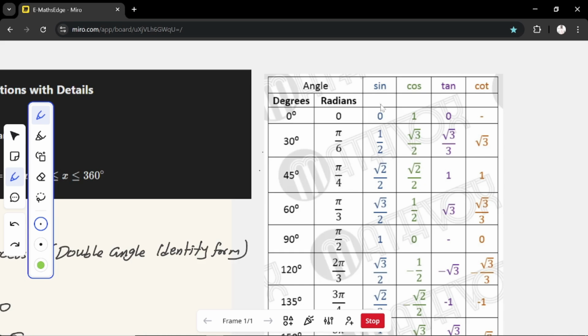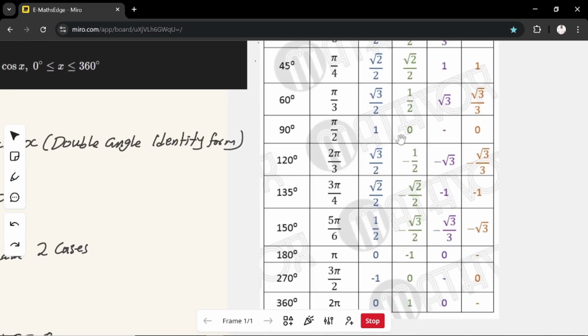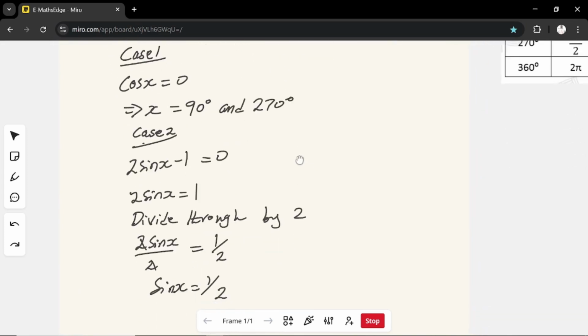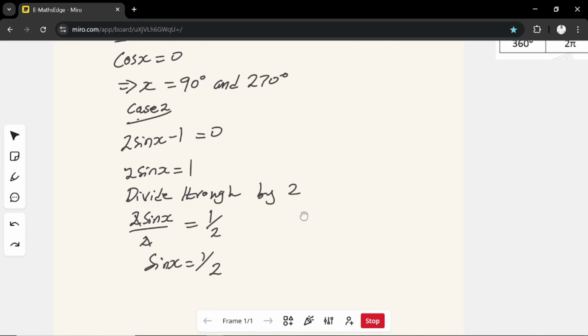So if you check, we have sine to be 1 all over 2 here, and it is corresponding to 30 degrees. And if you go further, at 150 degrees, we also have sine to be 1 all over 2. So we go back to our workspace. At 30 degrees and also at 150 degrees, we have the value of sine x to be 1 all over 2.